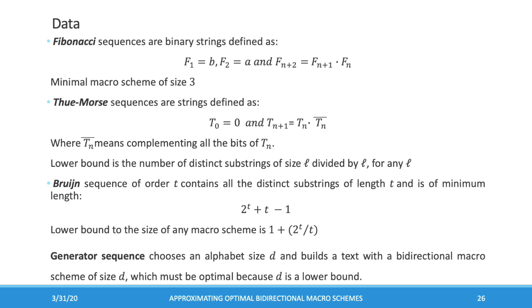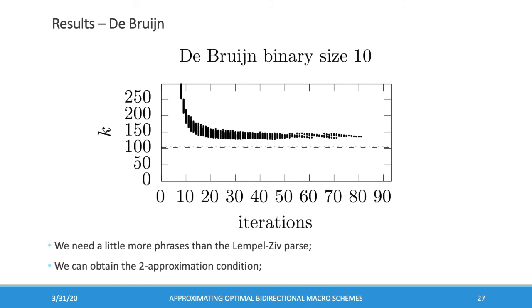So we tested the approach's convergence speed with Fibonacci, Thue-Morse, and binary de Bruijn sequences, as well as on strings obtained from a generator that we developed for this purpose. For the de Bruijn sequence, we did obtain the two-approximation condition. In fact, the ratio is even better, because for this test the minimum size is 103, and we get macro schemes with this size below 200 iterations. But unfortunately, for this type of string, our approach needs more phrases to encode than Lempel-Ziv.